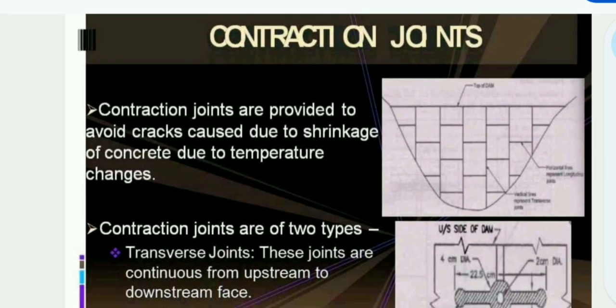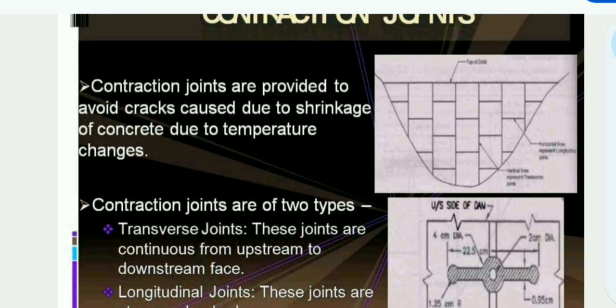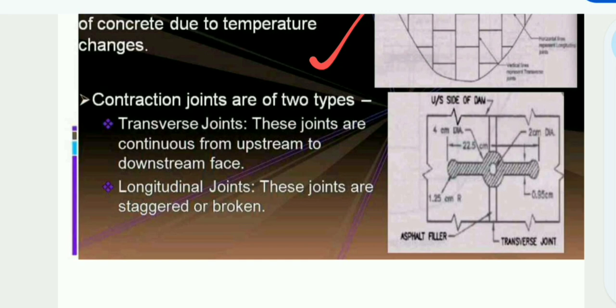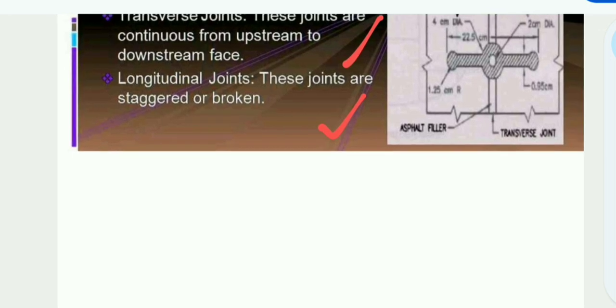Contraction joint. Contraction joints are provided to avoid cracks caused due to shrinkage of concrete due to temperature changes. Contraction joints are of two types. Transverse joints: these joints are continuous from upstream to downstream. Longitudinal joints: these joints are staggered or broken.